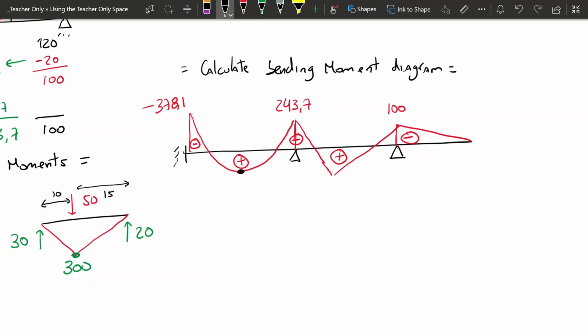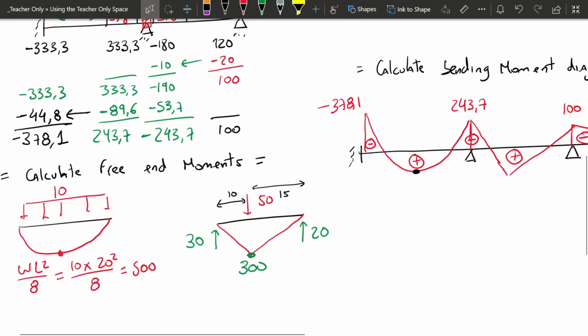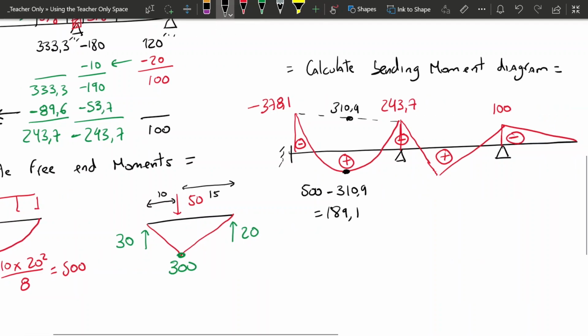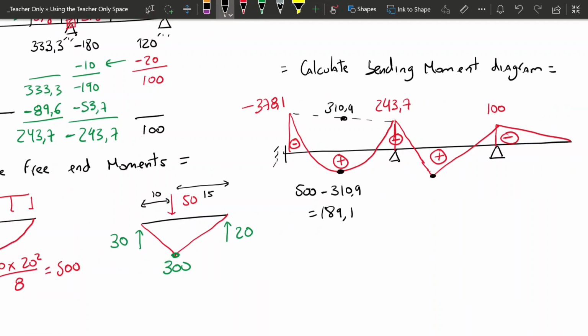So here in the middle we're assuming 500, so it's 500 minus the average between these two. So here the average is 310.9. So we're going to subtract 310.9 from the 500, and this gives us the moment 189.1. And here underneath the load, so at a distance of 10 meters from the support, we have a moment of 300, and we're going to subtract the value that is located underneath this load, so it's 10 meters from the support.